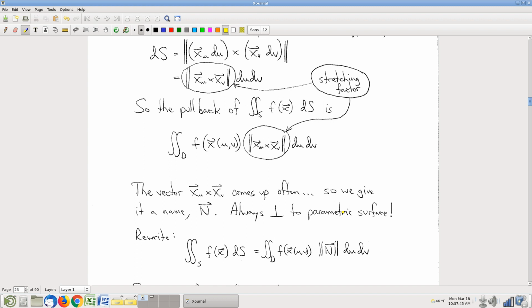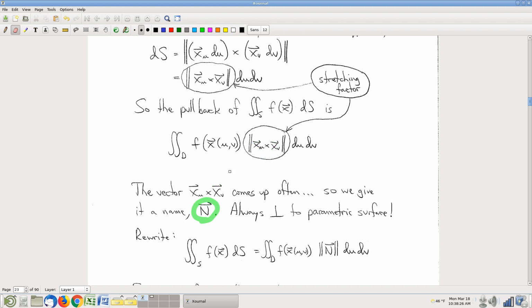Just a notational thing. This vector, as it turns out, this xu cross xv, ends up coming up in future situations. It's not just this one instance. And so this is worth giving a name to because it comes up so often. So the book's choice here is to call it capital N, which I'm going to go ahead and go with because that's fine. There's nothing magic about that, of course. But henceforth, capital N will refer to the cross product of the two partial derivatives of the parameterization of a surface, just like this. All right.